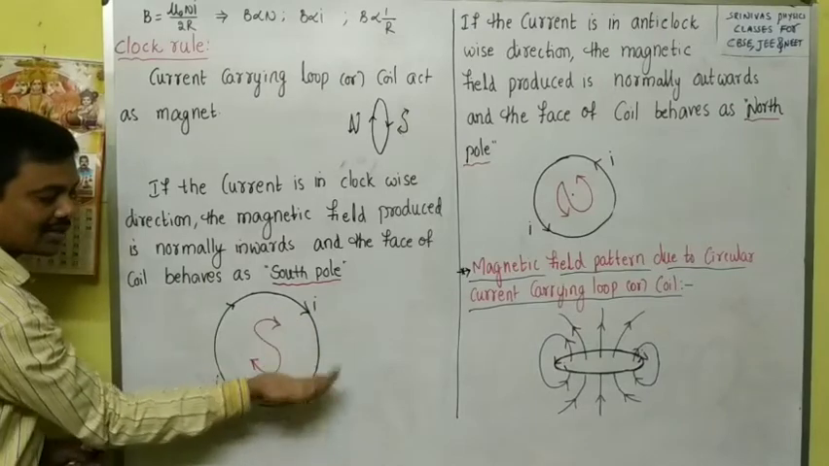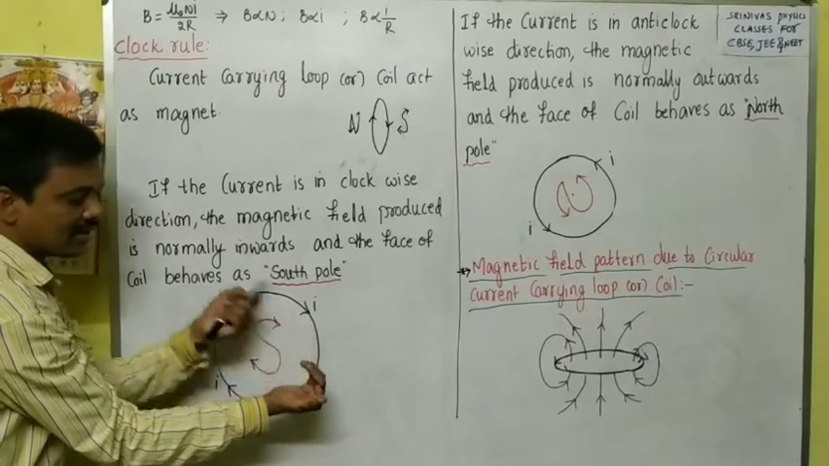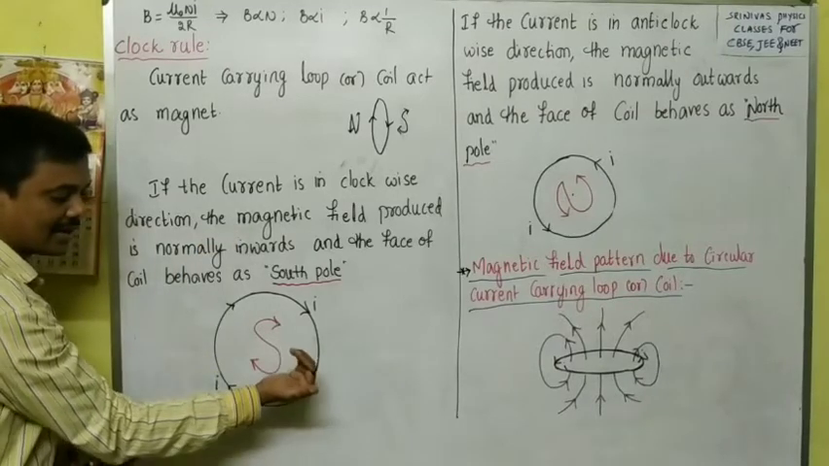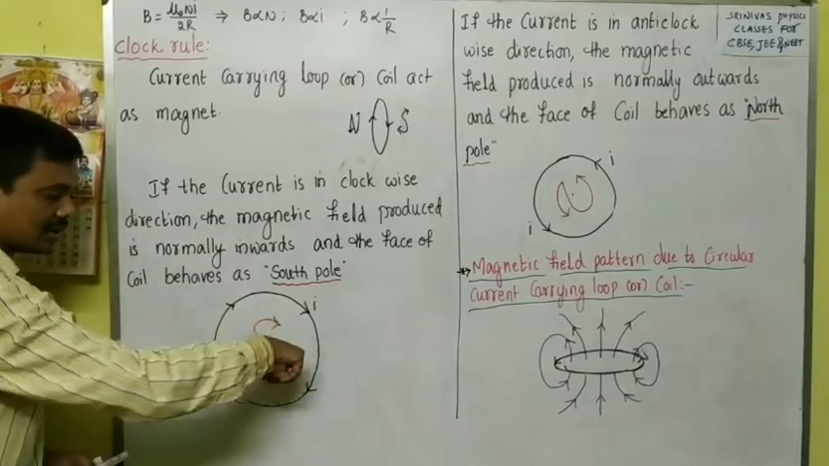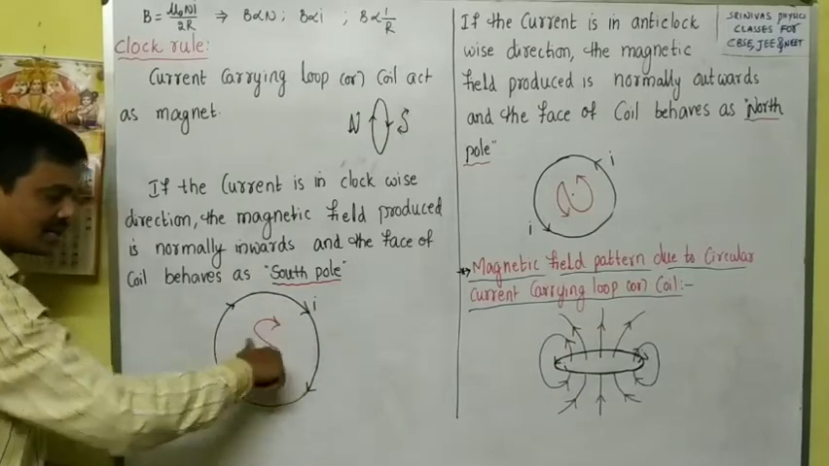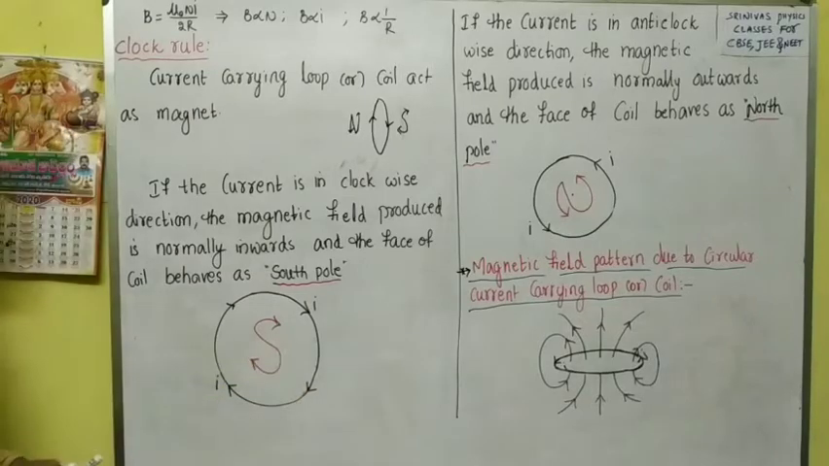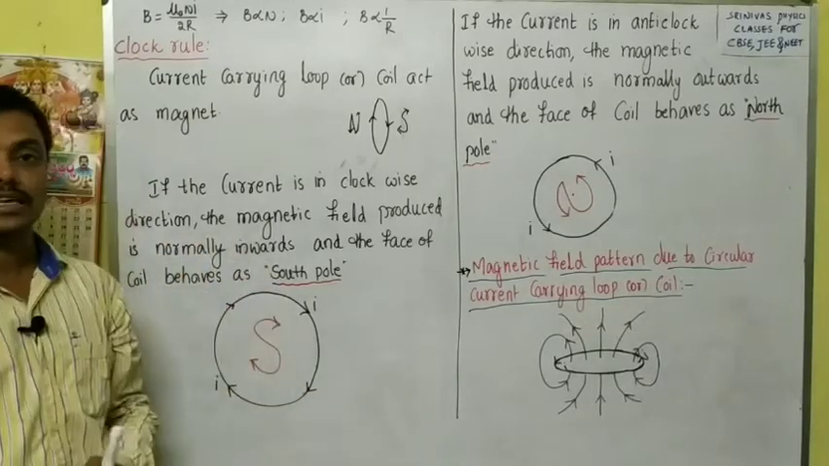If you show it like this, the current is not anti-clockwise, so we cannot show it like this. We have to show it like this. That means the field is inward. The current is shown by the curled fingers and the field is shown by the thumb. The thumb is inward, so the field is inward, and the face will act as south.